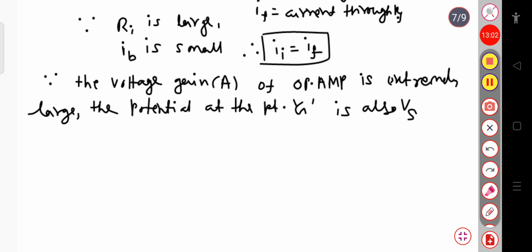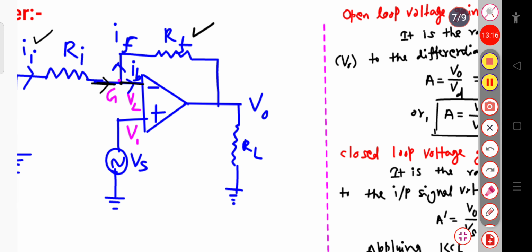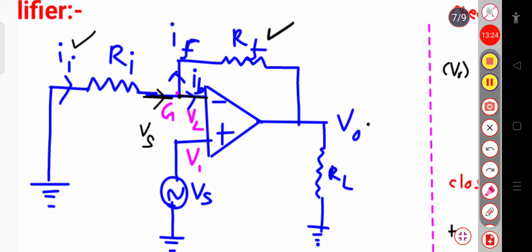Here II is equal to IF, so in place of II I am writing Vs divided by Ri, and this is equal to IF. Again, let us see across the feedback resistor. At the point Z the voltage is Vs and here the voltage is Vo. So simply we can write (Vo minus Vs) by Rf.